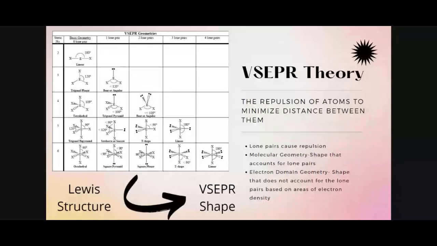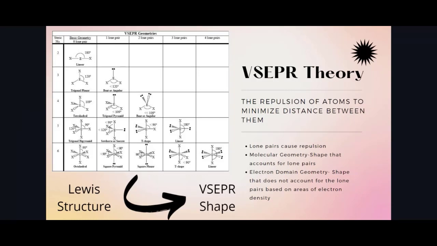So the lone pairs cause repulsion, and so when lone pairs are present on the Lewis structure, they'll rearrange themselves into a shape. The molecular geometry is the shape that accounts for the lone pairs using VSEPR theory. That means when you're looking at the shape, you're looking at the number of lone pairs there are as well. On the other hand, there's the electron domain geometry, a shape that does not account for the lone pairs and is based on areas of electron density.